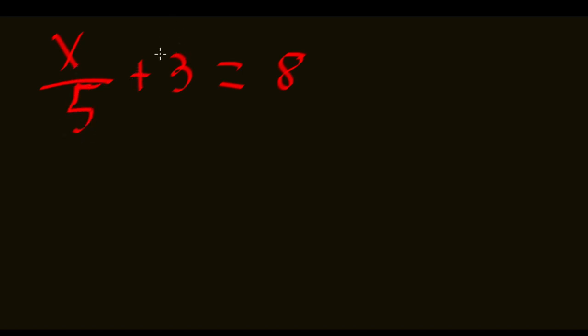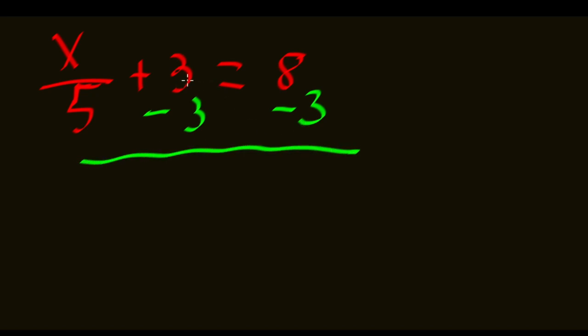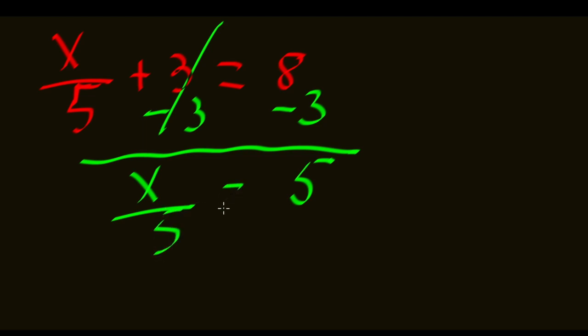Okay? So now in order for us to cancel out the plus 3, we have to take the opposite of that on both sides. So the opposite of 3 is negative 3. And you do it on both sides of the equation. Plus 3 minus 3, this is gone. 8 minus 3 is 5. So now you have x over 5 equals 5.